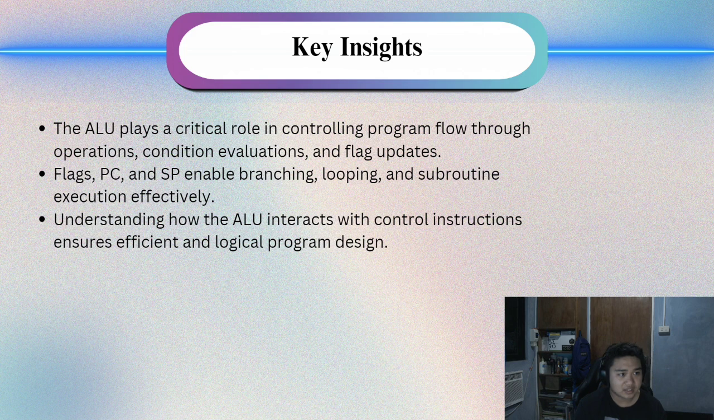The key insights. The ALU plays a critical role in controlling program flow through operations, condition evaluations, and flag updates. Flags, PC, and SP enable branching, looping, and subroutine execution effectively, and understanding how the ALU interacts with control instructions ensures efficiency and logical program design.